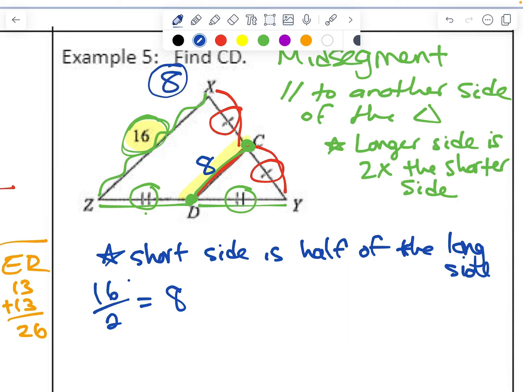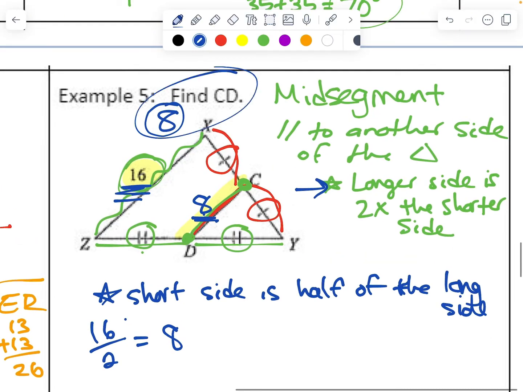So if we look at this first rule that I wrote, the longer side is twice the shorter side. Is 16 twice 8? 8 times 2? Yes. And then the way that we figured out, knowing our other way to say it, short side is half of the long side, is 8 half of 16? Yes. So our answer for that one is 8.